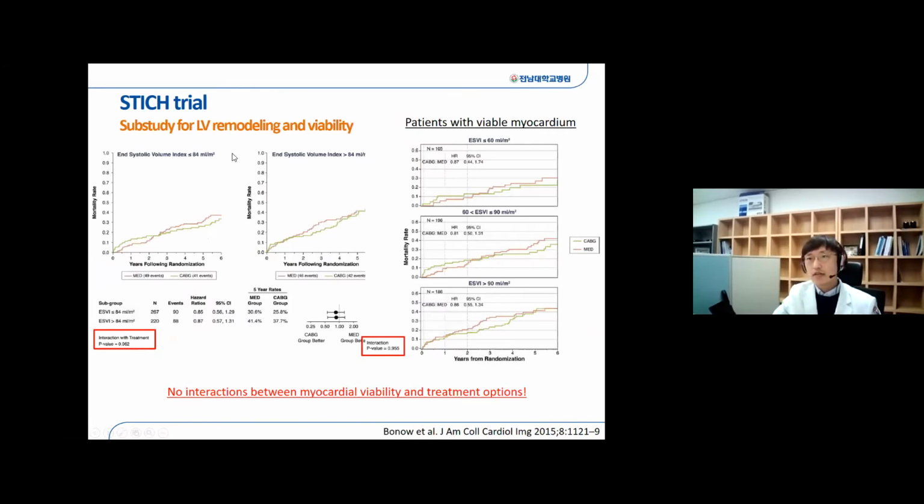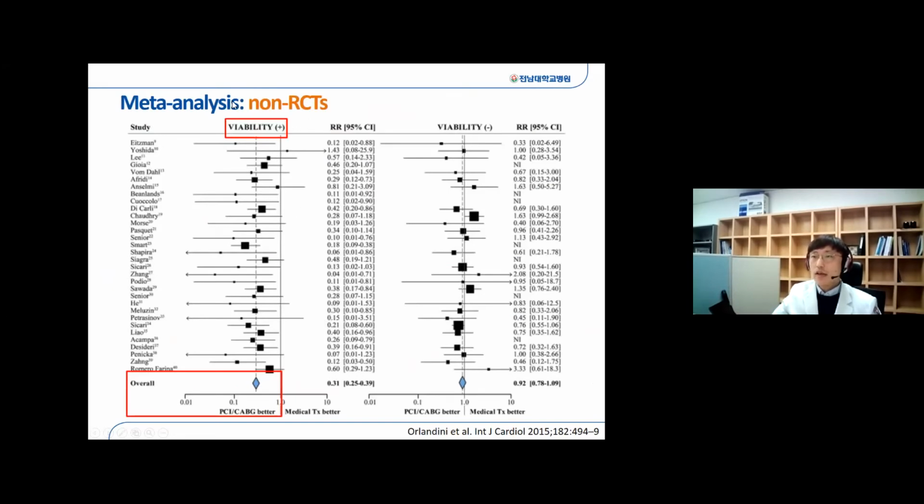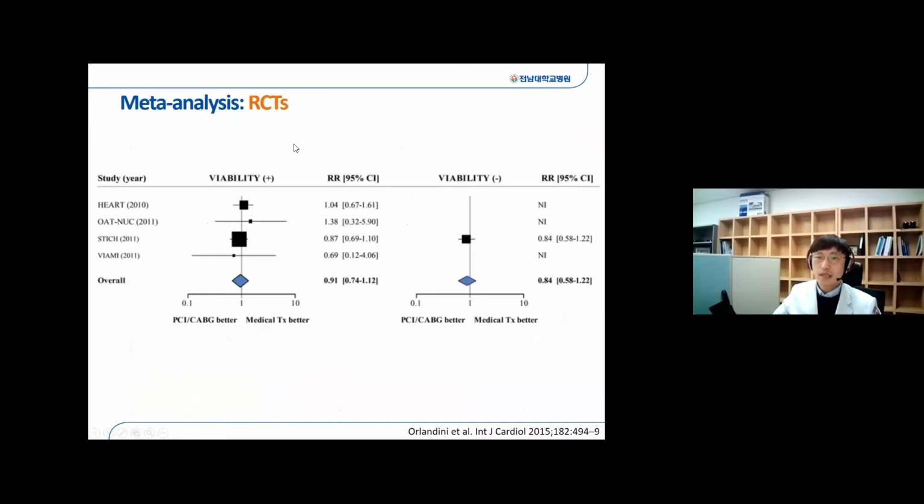Some investigators further analyzed the interaction between LV remodeling, viability, and treatment options, and there was no interaction between myocardial viability, the degree of LV remodeling, and the treatment options. So until now, the non-randomized clinical trials show that PCI or CABG is better for ICMP patients having viable myocardium. But in the randomized clinical trials, viability testing didn't work for treatment decisions in ICMP.